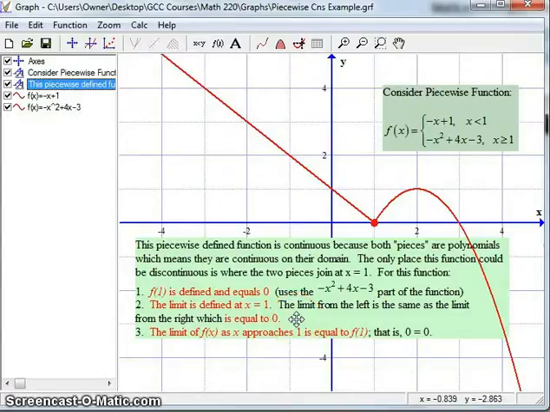Now the third condition is that these number 1 and number 2 have to produce the same number. Number 1 says that f of 1 is equal to 0. Number 2 says that the limit is equal to 0. And this is where we piece together the idea that the limit of f of x as x approaches 1 is actually equal to f at 1. So I get 0 equals 0. So therefore, my function is continuous.